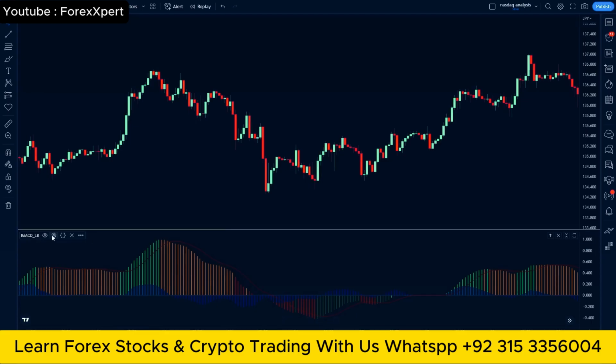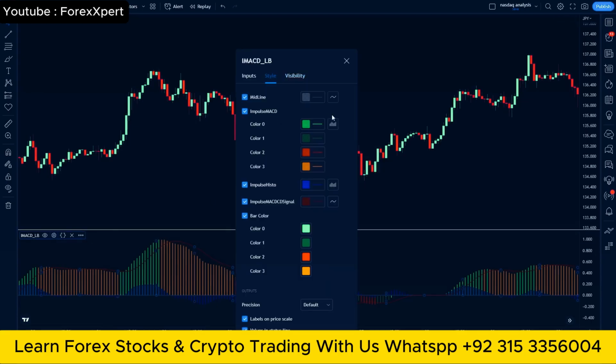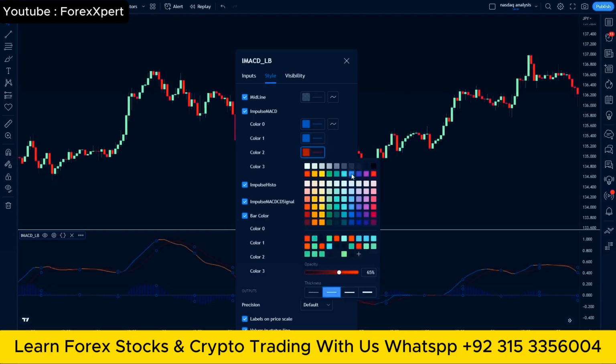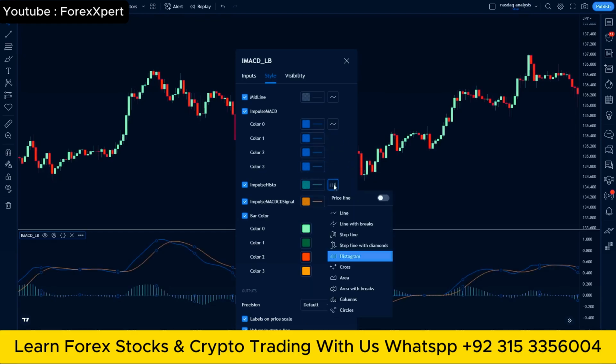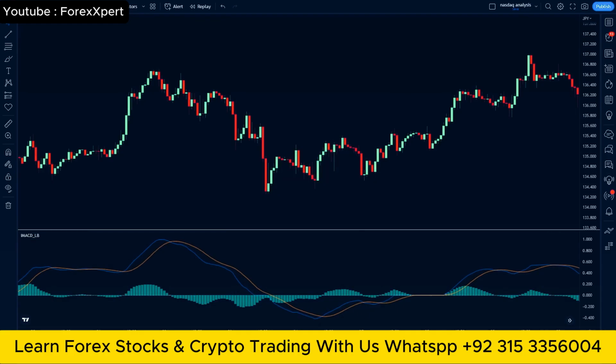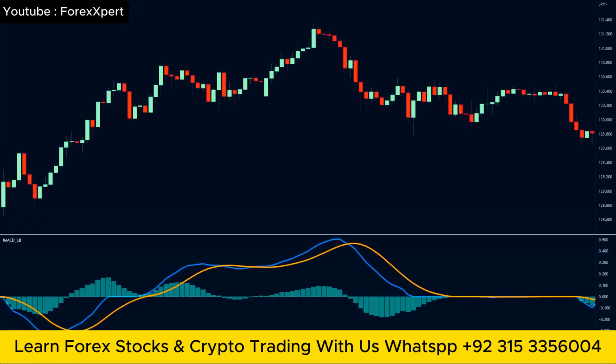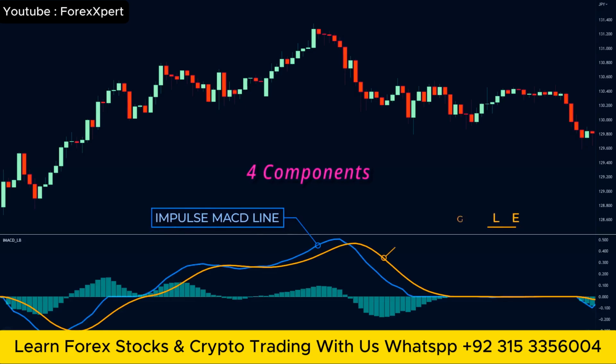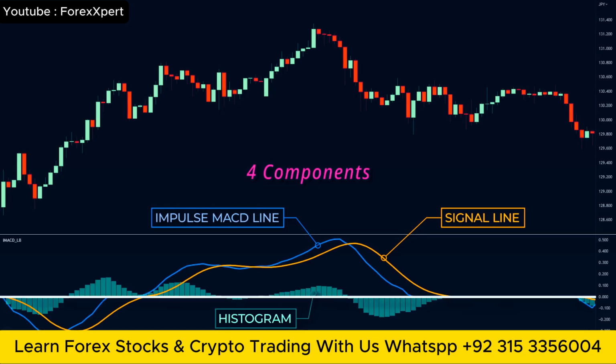And to do that, you go to Settings, Style, and follow this exact preset that I created. And as you can see, the Impulse MACD now looks much more organized. Now, let's take a look at each part of this indicator. So, similar to the normal MACD, this indicator also has 4 components. First, we have this blue line, called the Impulse MACD line. Next, we have this orange line called the signal line. Furthermore, we have the histogram. And finally, we have the middle line.